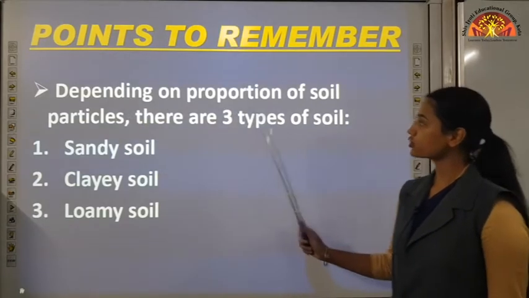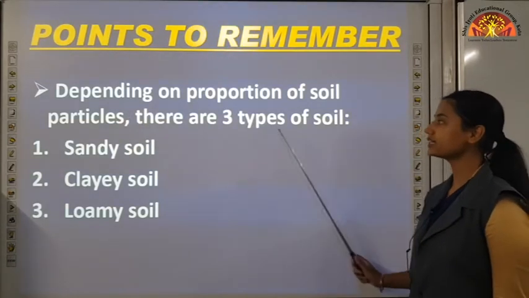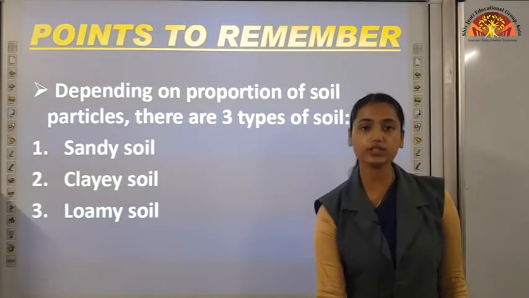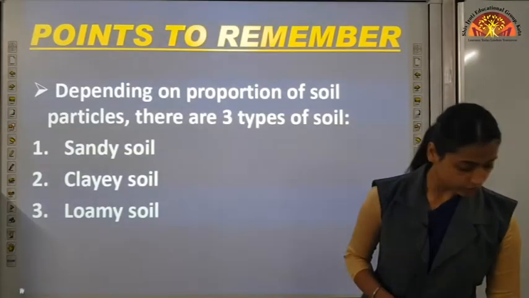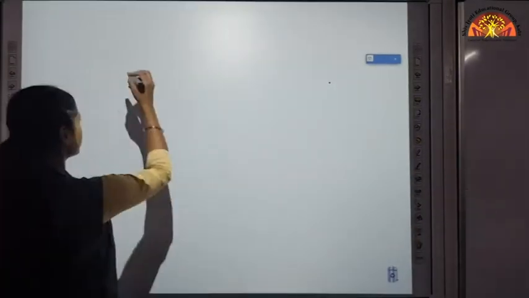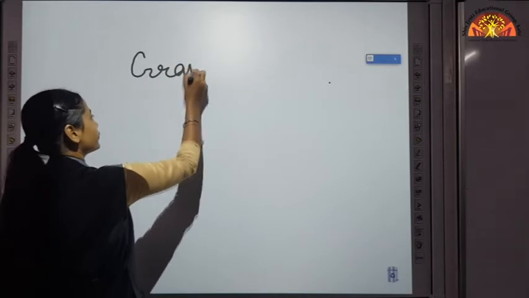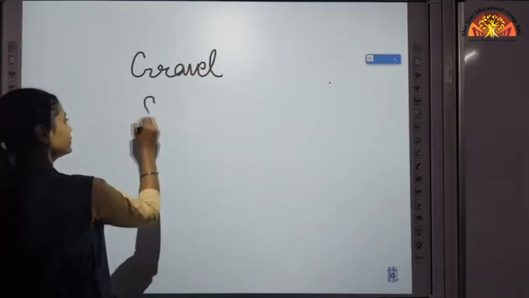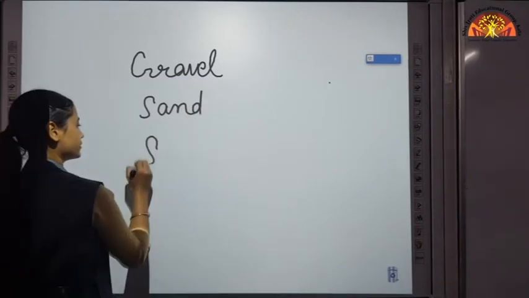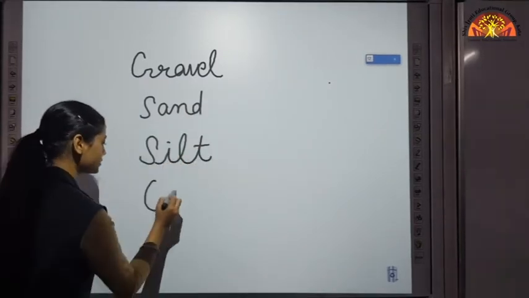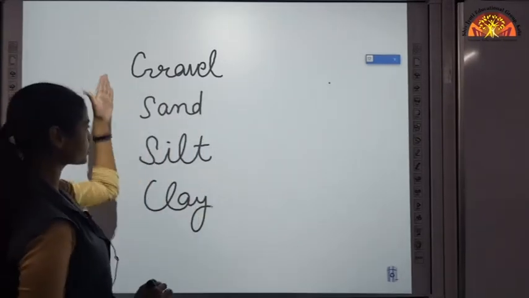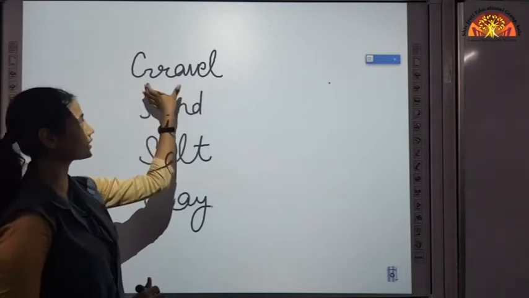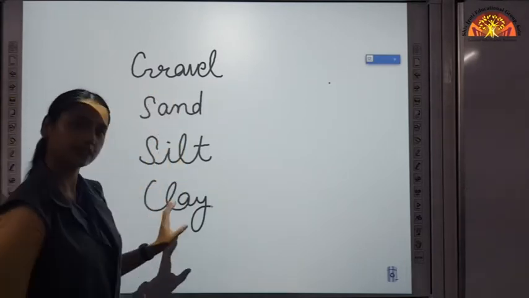Then depending on proportion of soil particles, there are three types of soil. As I told you, when large pieces of rocks break down into smaller particles, what are those particles? Depending on their size, there are four particles: gravel, sand, silt and clay particles. I have written them according to their sizes. The particle size of gravel is the largest and clay is the smallest.